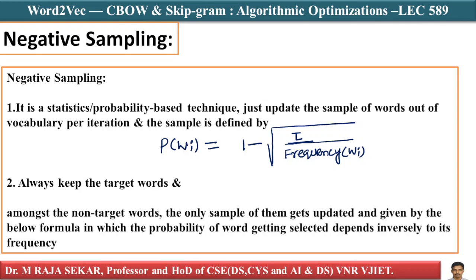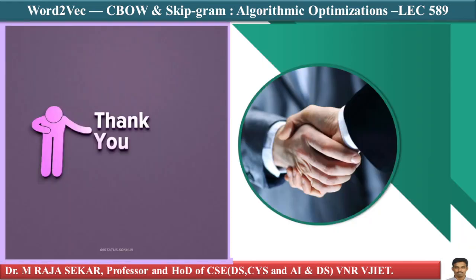Please note that for both hierarchical softmax and negative sampling, what I provided here is only an intuitive explanation. The mathematics of it is beyond the scope of this particular lecture. But if you are interested in learning the deeper mathematics, you are most welcome, and just Google search for hierarchical softmax and negative sampling. You will get tons of articles.